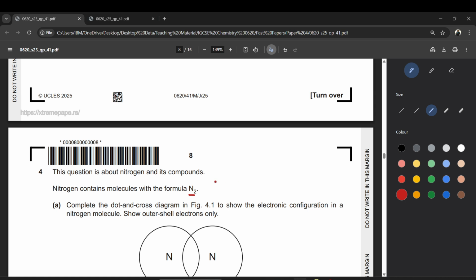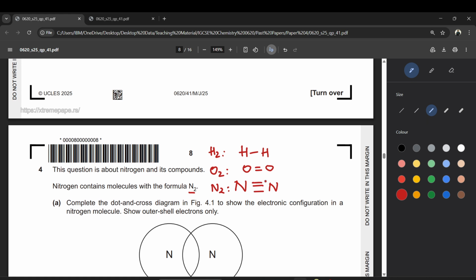When you study the chapter on covalent compounds, you learn that the bond between nitrogen atoms is a triple bond. For example, hydrogen is H2, so there's a single bond between the hydrogen atoms. Then oxygen is O2, with a double bond between the two oxygen atoms. Similarly, nitrogen has a triple bond between its atoms. Each single bond means there has been a share of one pair of electrons.